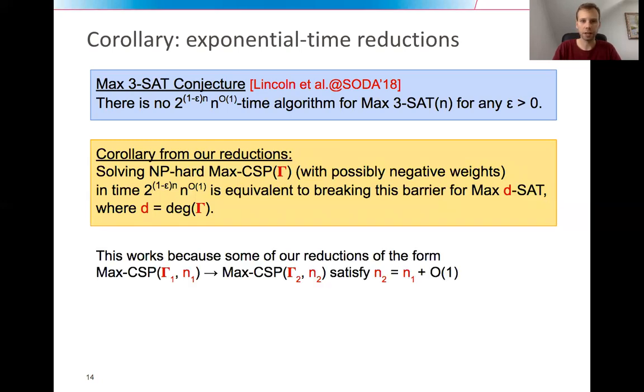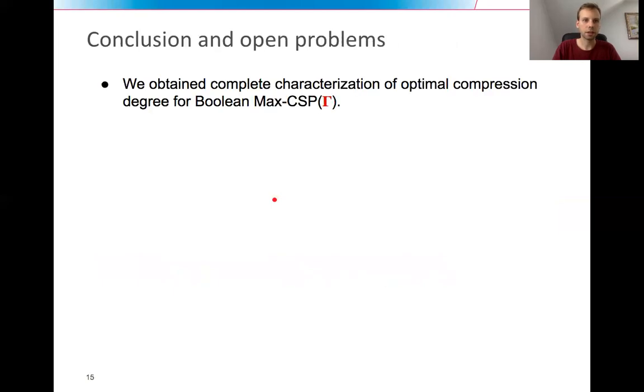And this corollary is possible because some of our reductions are of this form, where the parameter transformation only adds some constant, so such a transformation preserves this running time. Let me conclude that our results provide a complete characterization of optimal compression size for Boolean Max CSP, and this is given by the maximal degree of a characteristic polynomial in gamma.